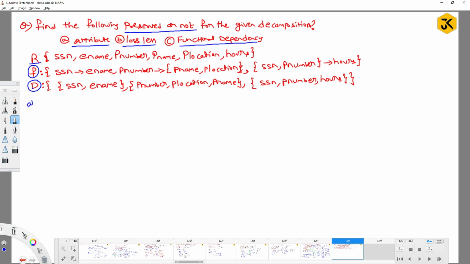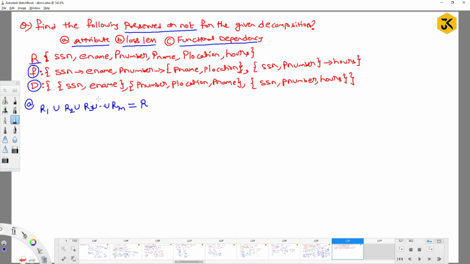Right, let's take the first one, whether attribute is preserving or not. Guys, you know the meaning. Attribute preserving means we have to take out the decomposed relations like R1 set of attributes, R2 set of attributes, R3 set of attributes, and so on, Rm set of attributes. Finally, you have to combine all these attributes. If it is equal to the actual relation's attributes, I can say that it is attribute preserving, right?